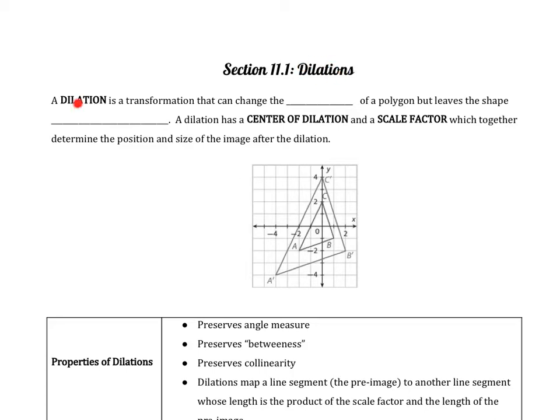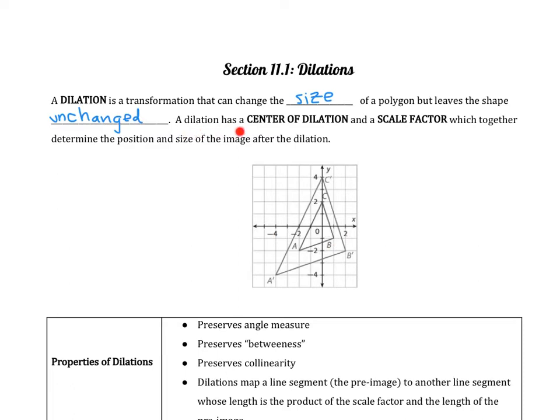So a dilation is a transformation that can change the size of a polygon, but leaves the shape unchanged. So it's essentially, we're going to be taking a polygon or some image, and we're either going to zoom in and make it bigger or zoom out and make it smaller, but it's going to look like the exact same figure, again, just a bigger or smaller version.